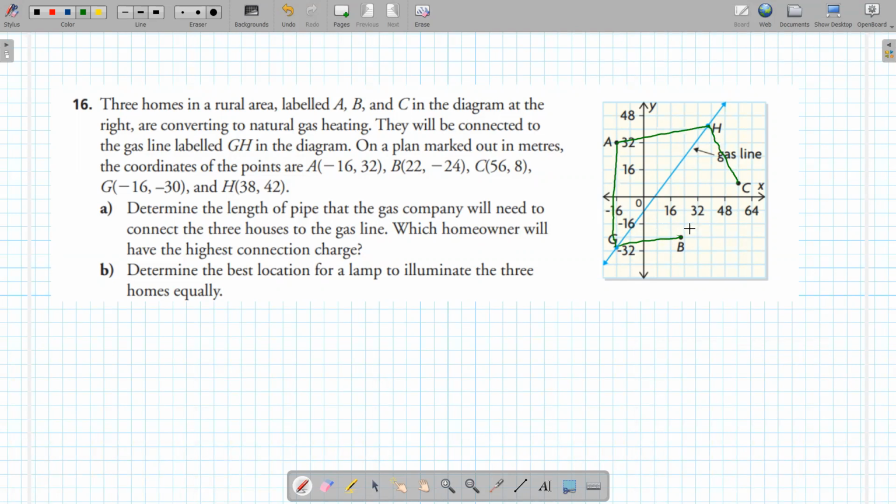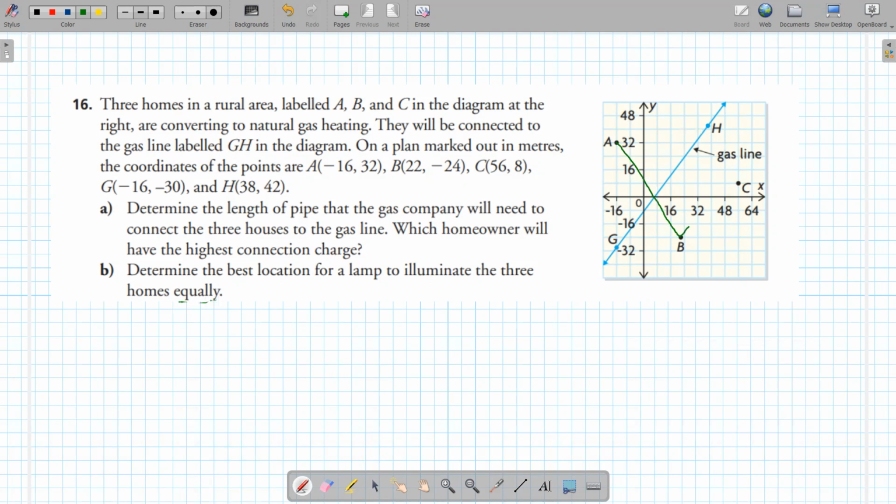The houses don't need to be connected. Use the distance formula in part A to find that answer. But I think more importantly, part B is the more important one here. It says determine the best location to illuminate the 3 homes equally. What do you think they're asking you? Look at the word equally.